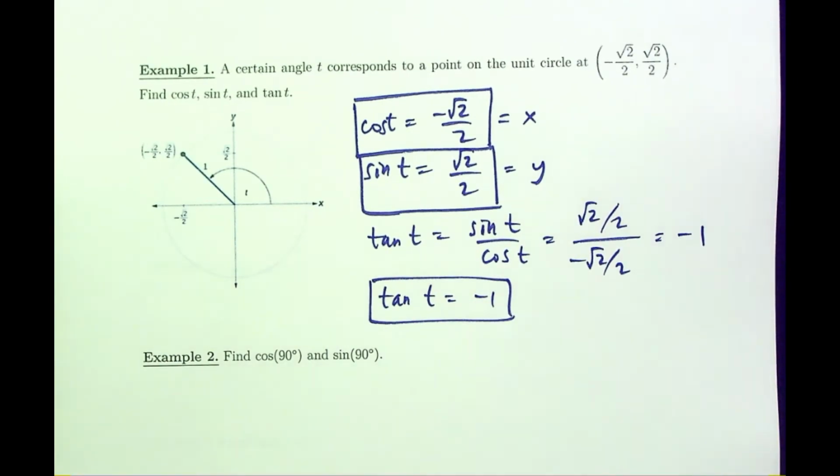So you see, we don't really need to know what the angle is in order to find the cosine, the sine and the tangent. As long as we know the coordinates of the point on the unit circle that the angle corresponds to, then that's all we need.